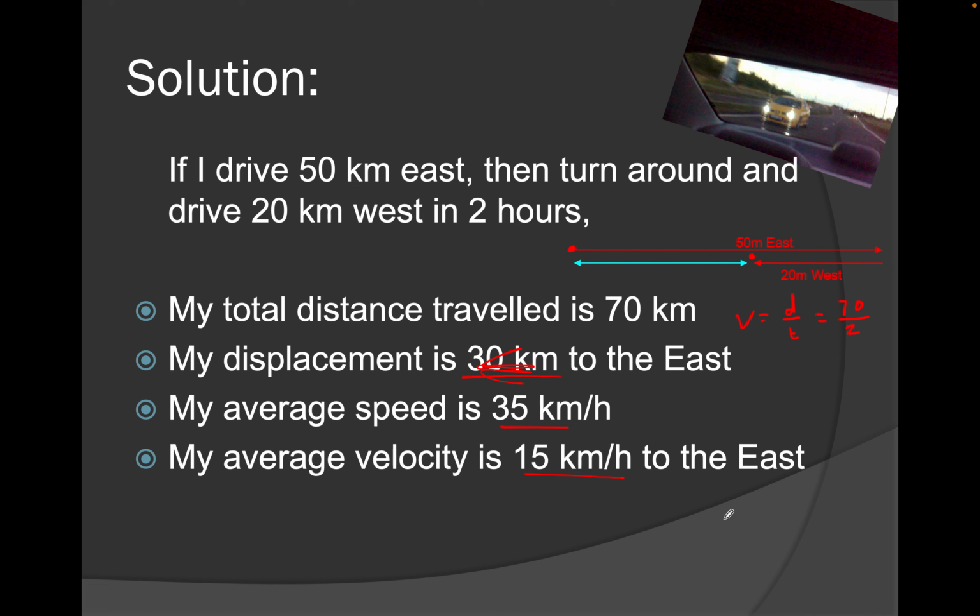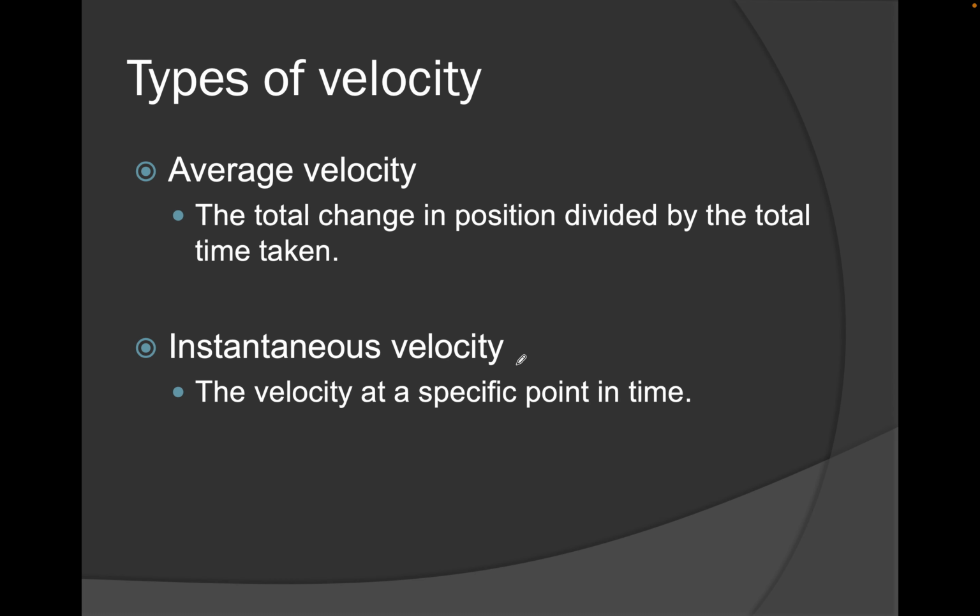How did we get that? Velocity, we still use v, it's the same, but it will be x over t. What was my x? This x was my displacement. My displacement was 30. We calculated that there. We were using 30, divided by 2 hours. 30 over 2 is 15. That's how we got this answer. And I have to say to the east because I need a direction for this one as well. Sorry about that.